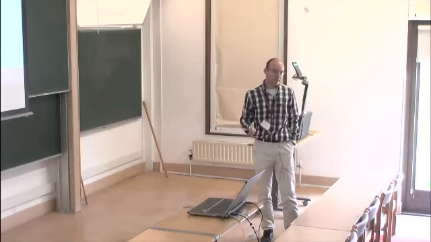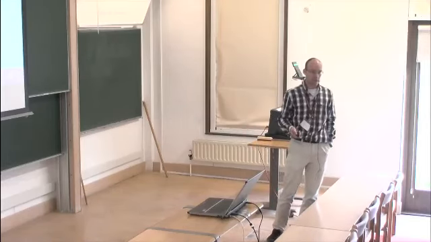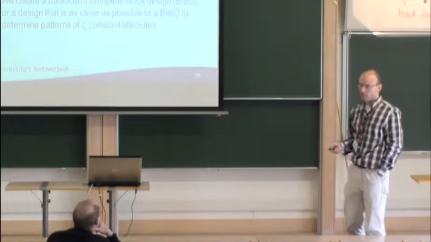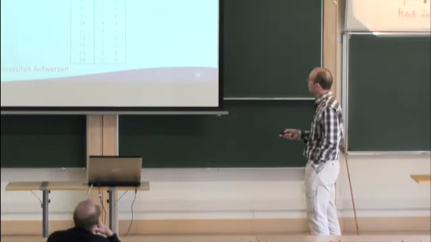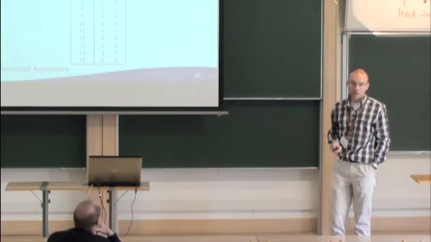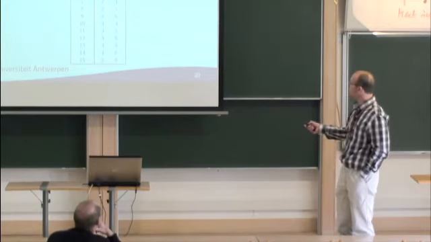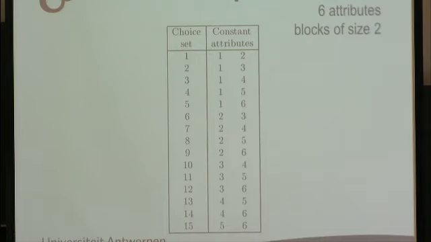I will not go into the technical details behind this, but you can do this relatively easily with an optimal design algorithm. You can find designs that are as close as possible to balanced incomplete block designs. Now here is a balanced incomplete block design. This is a balanced incomplete block design involving 15 different blocks of size 2. And in these blocks you can find the integers from 1 to 6.